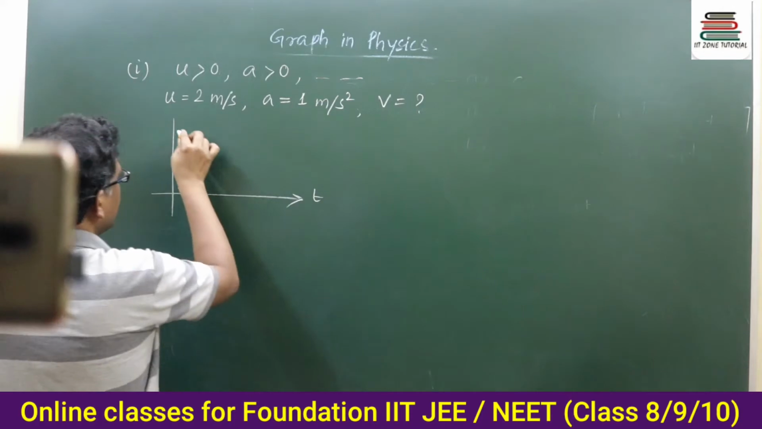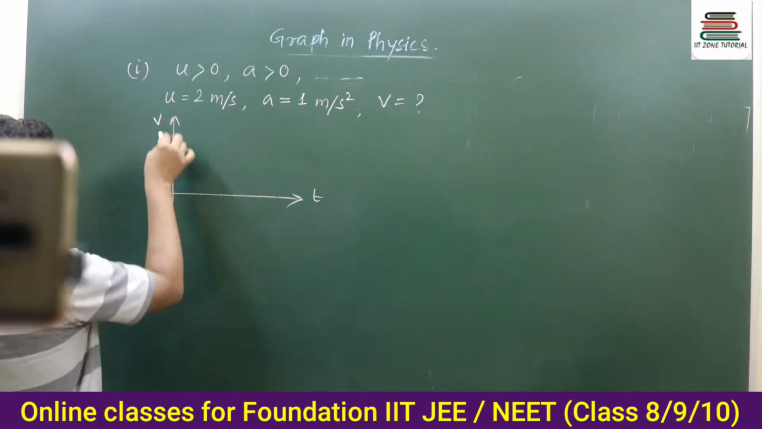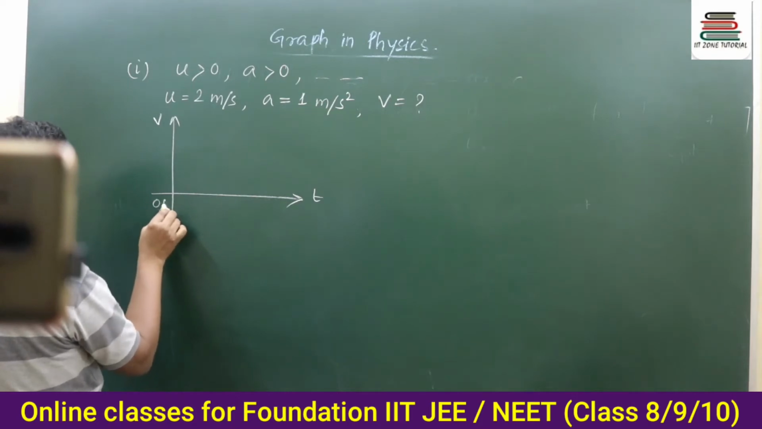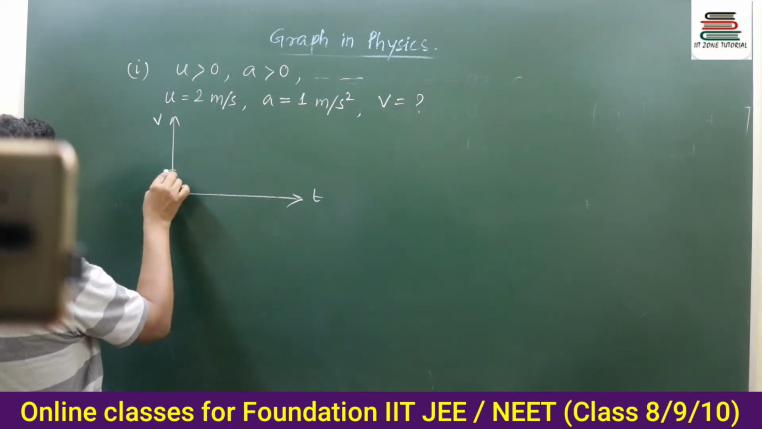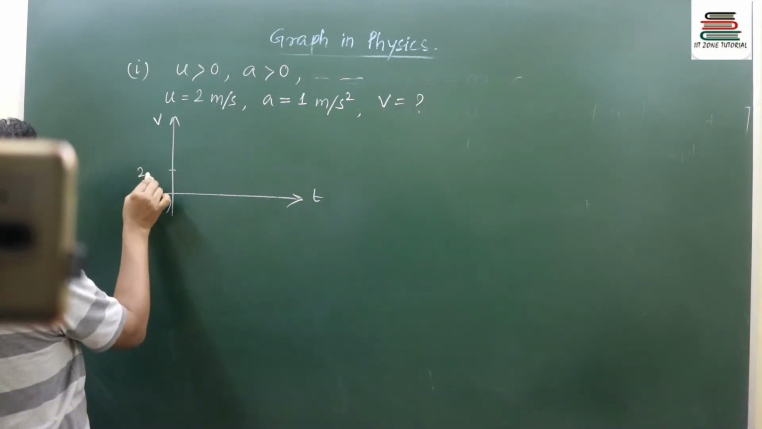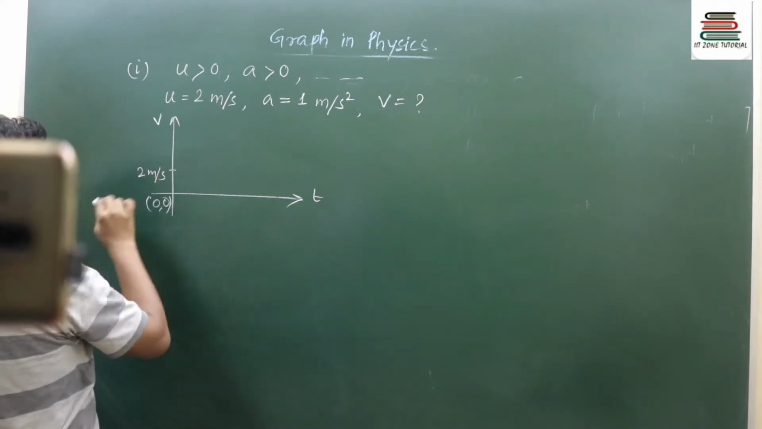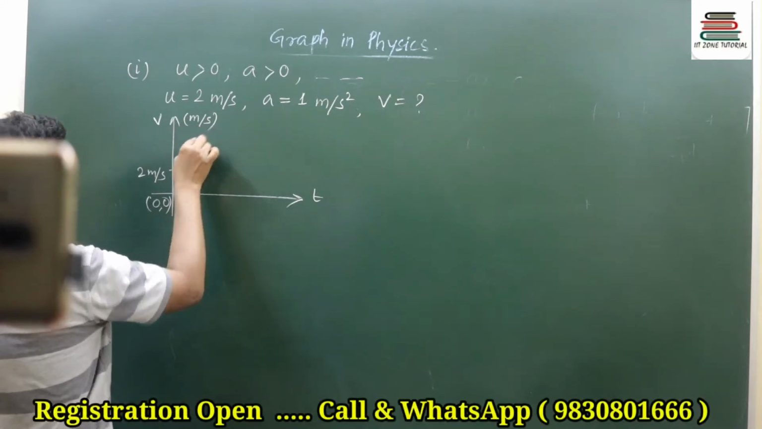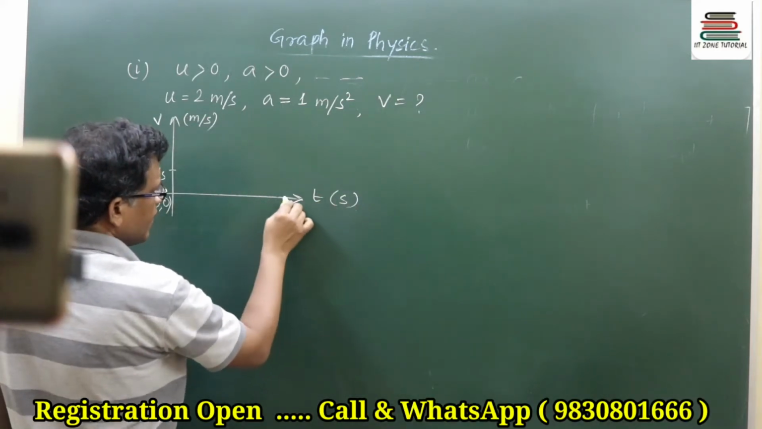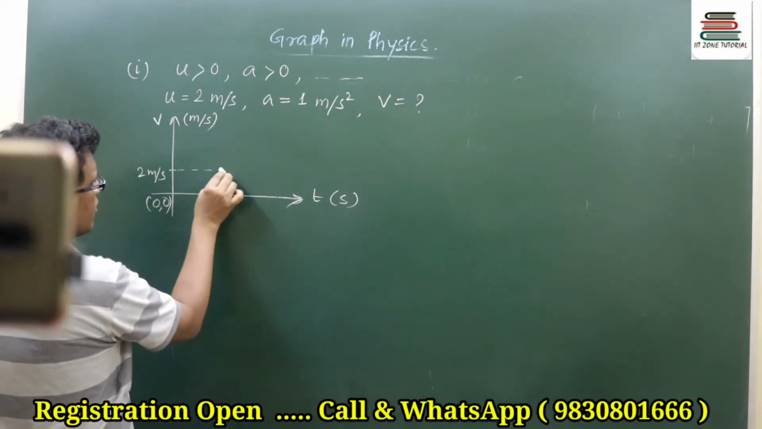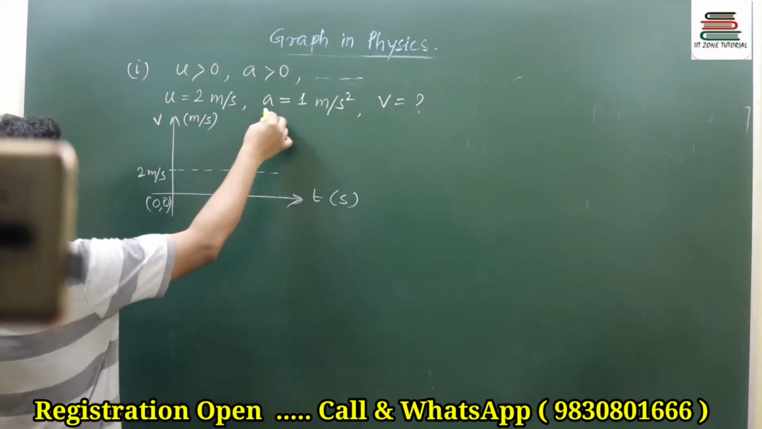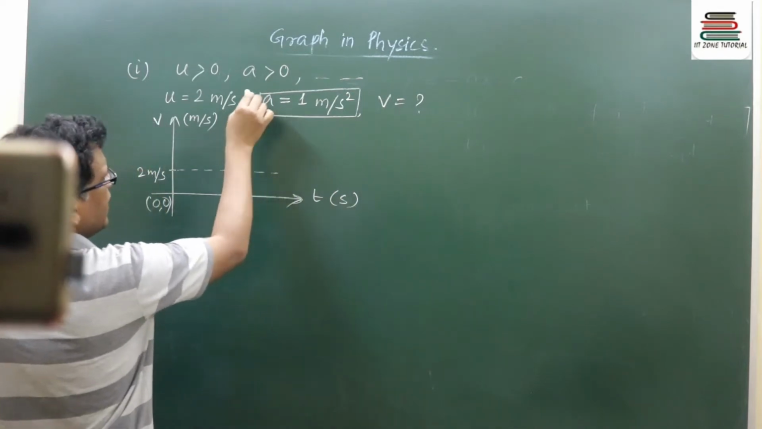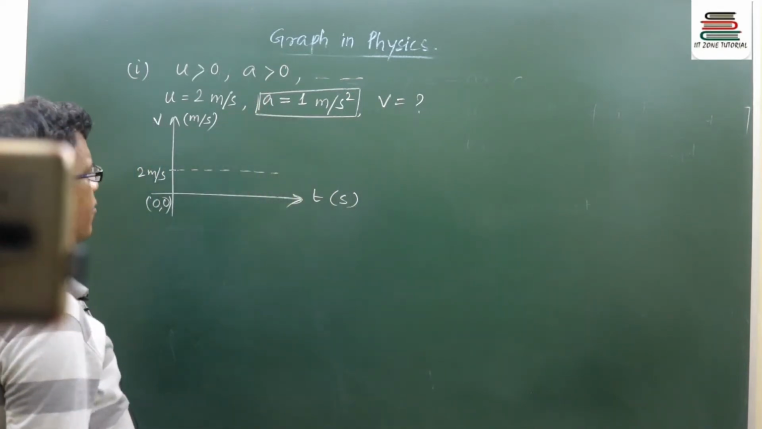This is the time axis, this is the instantaneous velocity axis. Initial velocity is positive, so this is the zero position. So the graph can be drawn marking this as 2 units, because this is velocity, the unit of this is meter per second, and this is in seconds. Okay, so which one will be the slope deciding term? Acceleration will be the slope deciding term in the Vt graph.